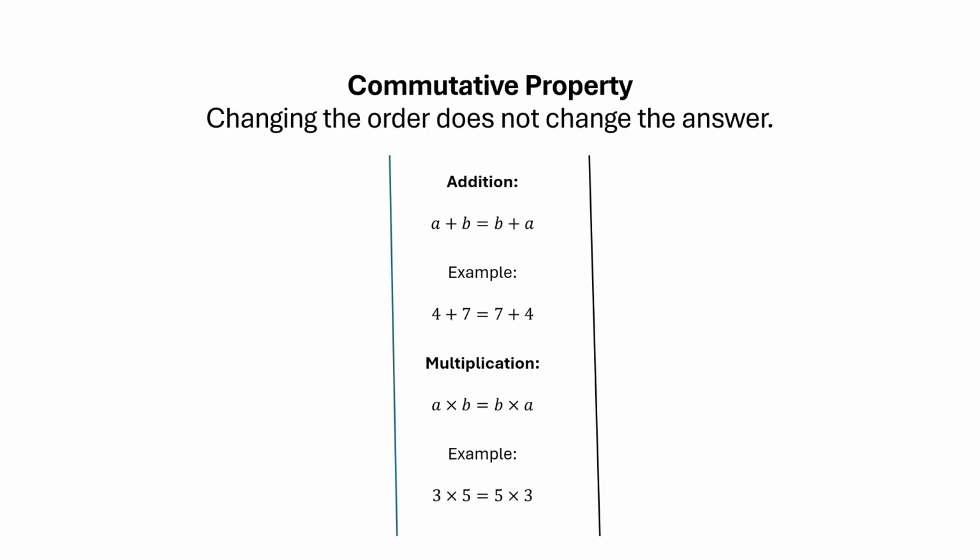Let's move on. The first property we are going to consider today is the commutative property. The property says that changing the order does not change the answer. a plus b, which is also x plus y, is the same as y plus x. In other words, if you look at this example, 4 plus 7 is 11, and 7 plus 4 is also 11.